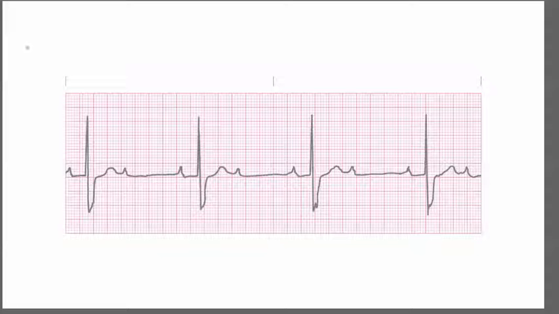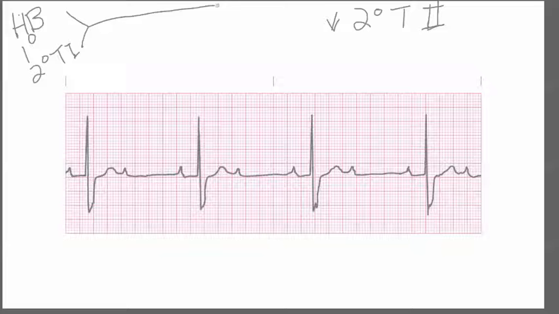All right, everybody, we are continuing our discussion on heart blocks, and we have already gone through the first degree, and we've talked about the second degree type 1. And now we're looking at this one, which is a second degree type 2. This one is worse than either of the two that we've looked at so far.